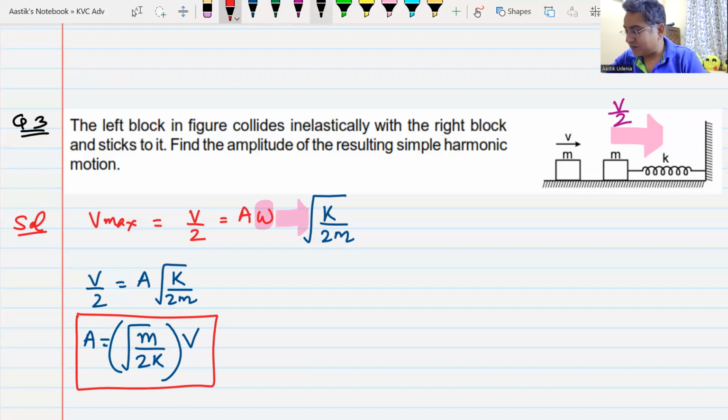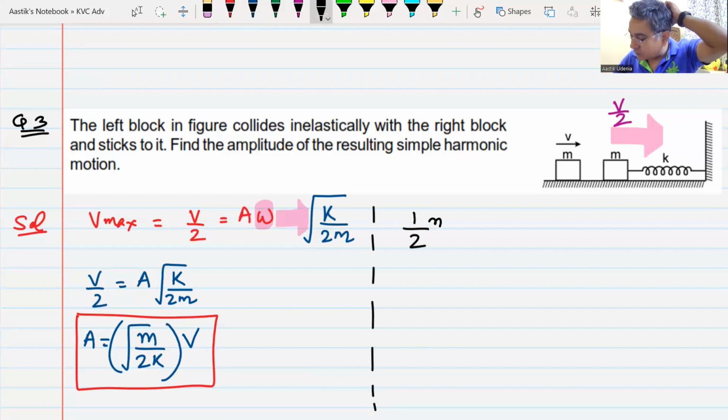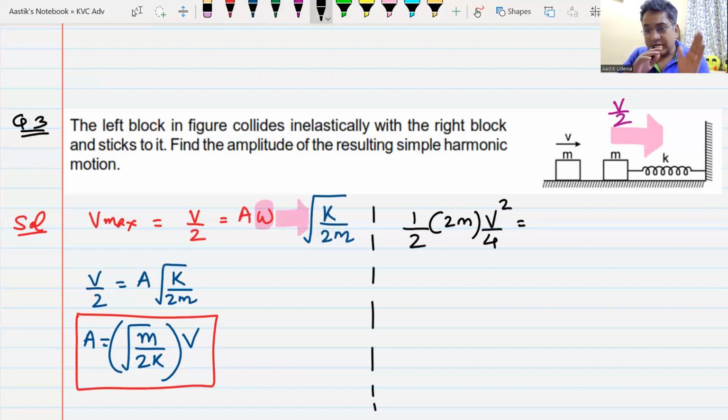The other way of doing it, we can do it in a different way also. Sir, we can do it by work energy theorem also. Yes, you can. This is the mean position. The total energy is in the form of kinetic energy, half 2m into v square by 4. When it is going to the maximum state, amplitude, compressed, the total energy will be stored in the form of potential energy, half k A square. From here also you will get the same thing, because from here only this equation has been arrived.